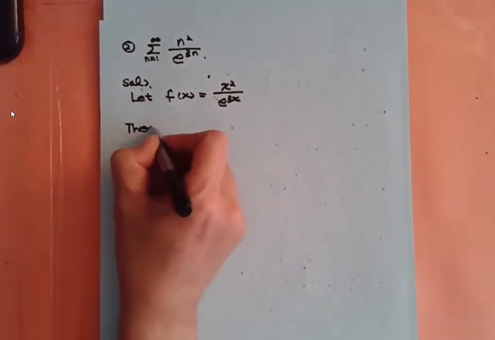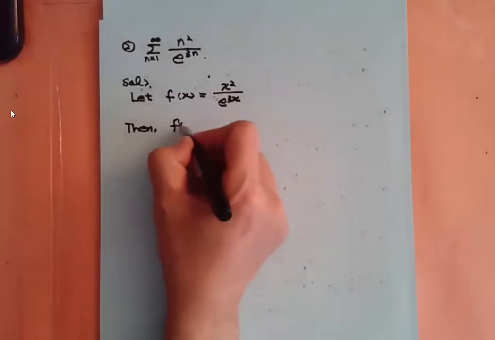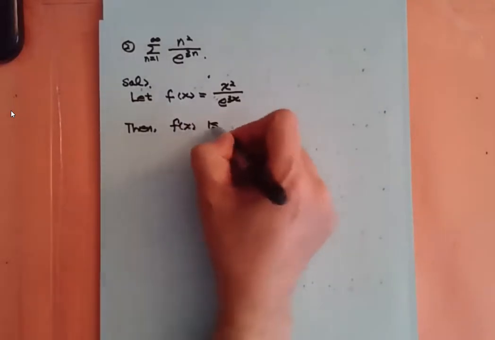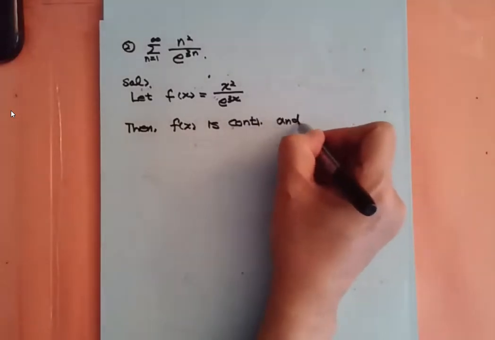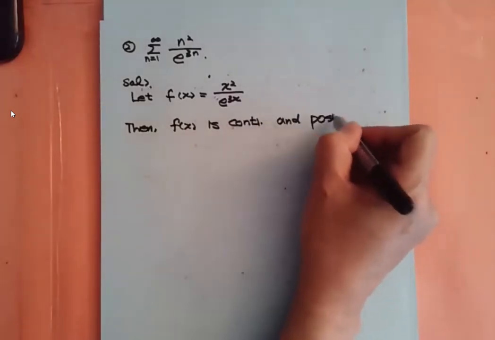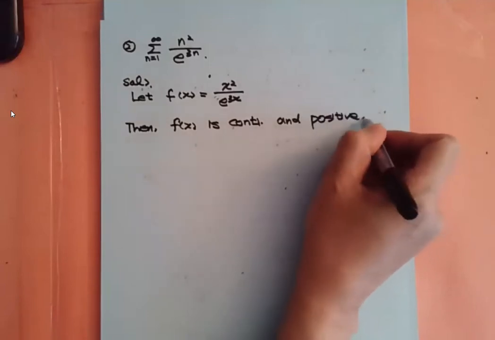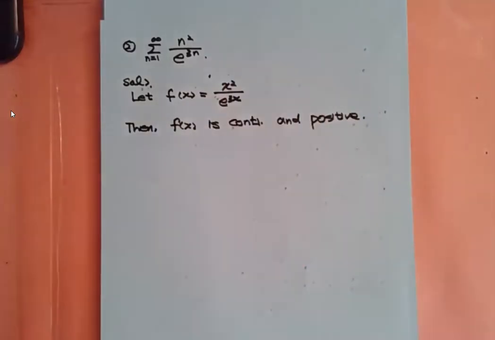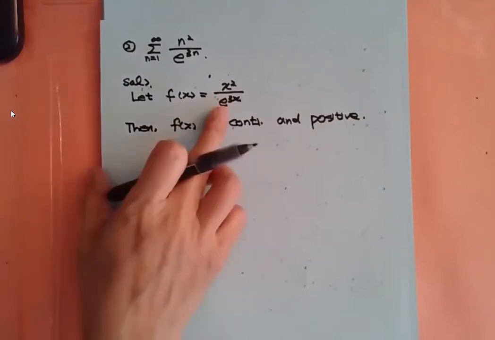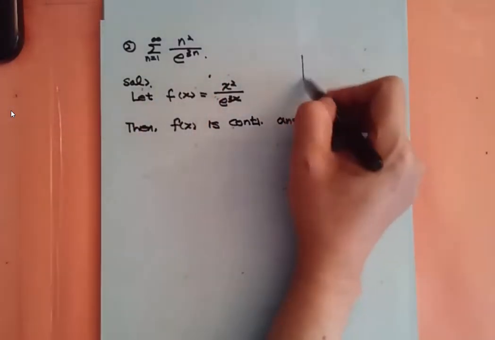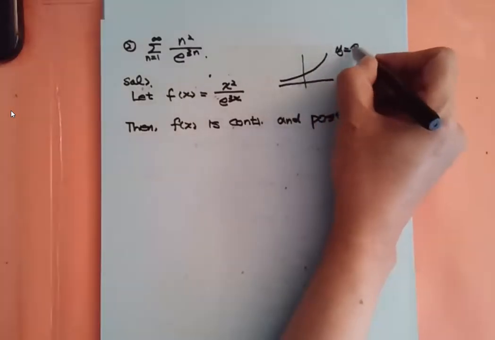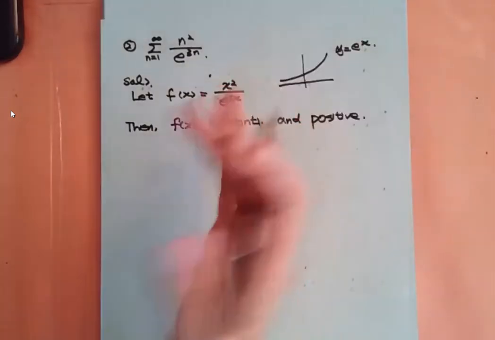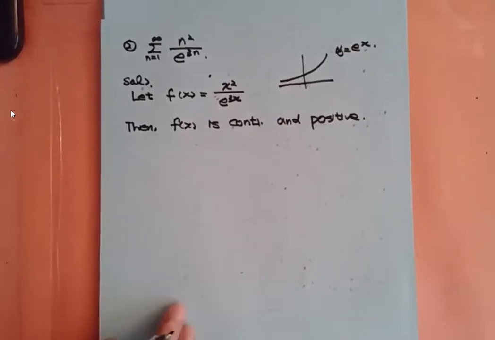So what I said is f of x is continuous and positive. Both are, of course, positive, and both are continuous, and there is no zero. So this is y equals e to the x, and there's no zero here, and so the fraction will be continuous.